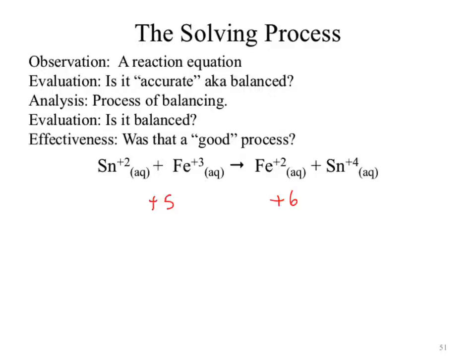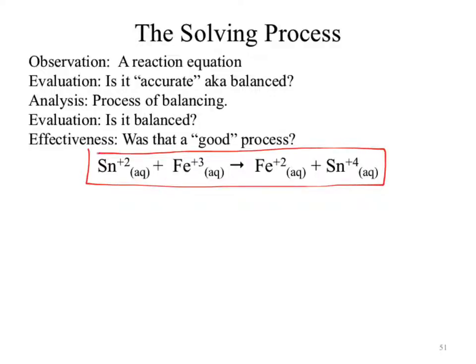Okay, so let's start with this one. Our process was to split this into half reactions. So what we want to do is take the parts that are similar on both sides and just look at those. So I want to look at just iron +3 becoming iron +2. Is that equation balanced? No.